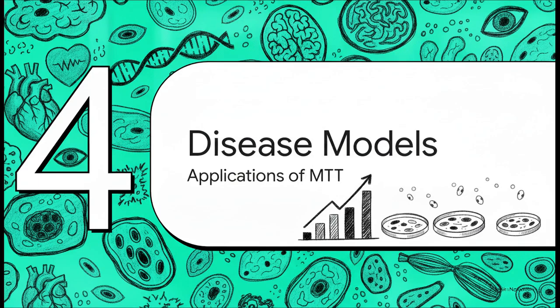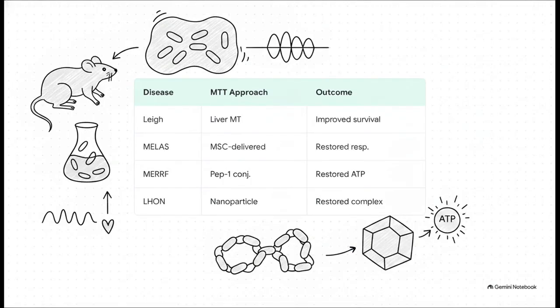Section 4, Disease, Models, and Applications. Let's look at the hard clinical data to see how all this translates into practical use. Across severe genetic models, the experimental success is honestly staggering. Take Leigh's syndrome, for example. Injecting wild-type liver mitochondria into knockout mice actually improved systemic energy metabolism and prolonged survival.